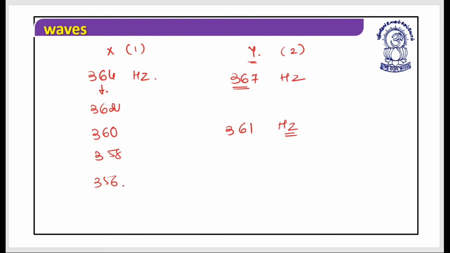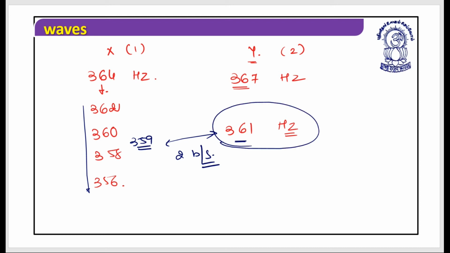Yes, so if you check with the 367 hertz, it keeps on going. But with 361, here 359 could be there, and this can give 2 beats per second. I hope this is clear. So if this can give 2 beats per second, that means this could be the correct answer. That means this tuning fork, the unknown frequency we are finding out, is 361 hertz. I hope it is clear.